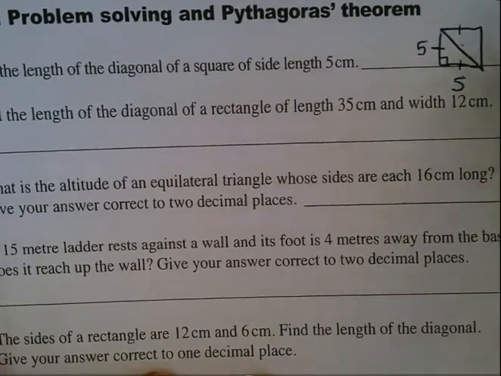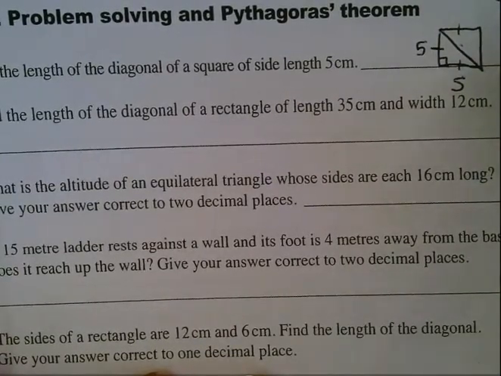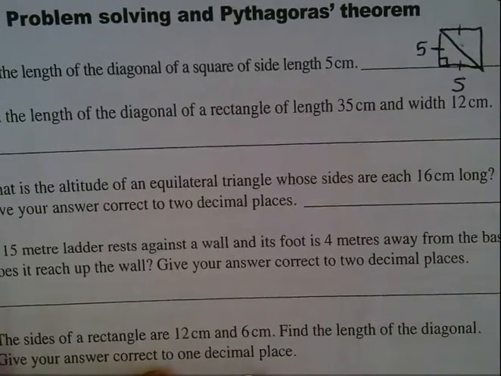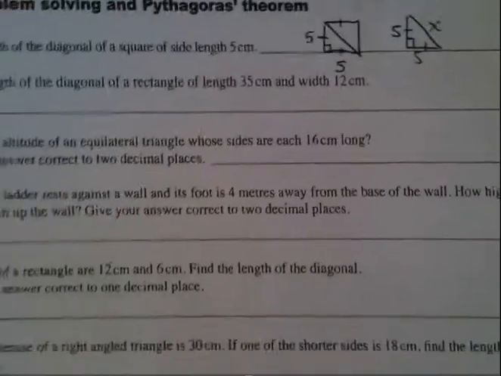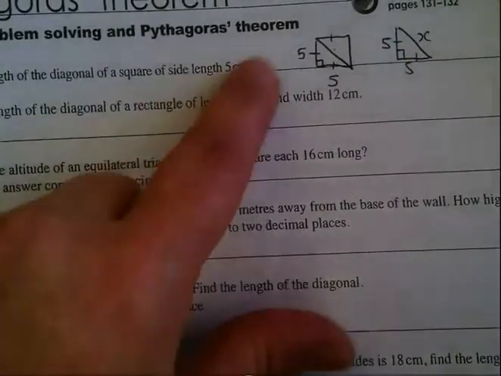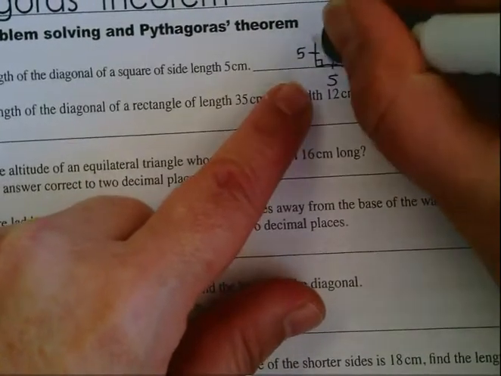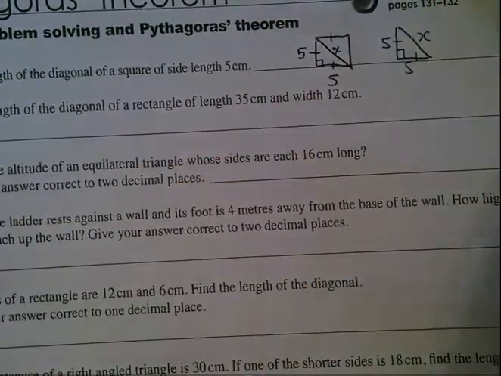And what do I call this one? That's X. So now let's just look at the triangle only. 5, 5, and what's this one? X. Oops, you can't see it. There. So girls, I've got my square with the diagonal. I'll call that one X. If you want the triangle on its own, that's what you're doing.